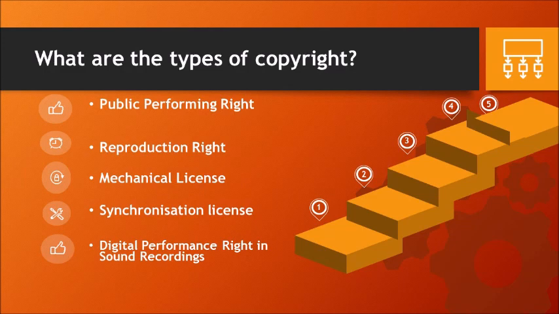Mechanical license. This is a license issued on behalf of the copyright owner or his agent, usually to a record company, granting the record company the right to reproduce and distribute a specific composition at an agreed upon fee per unit manufactured and sold. Synchronization license. This also refers to the license issued by a copyright owner, granting a producer the right to synchronize the musical composition in timed relation with audiovisual images on film or video image.